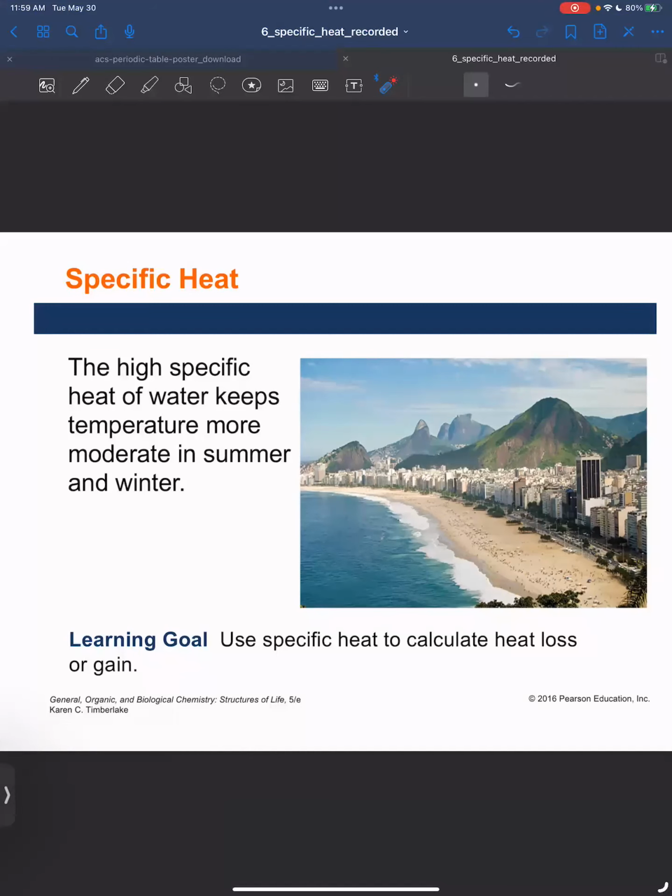And here we see a beautiful picture of the beach, and we will discuss in this video how the high specific heat of water keeps the temperature of the ocean more moderate in summer and winter. It doesn't fluctuate so much due to water's high specific heat.